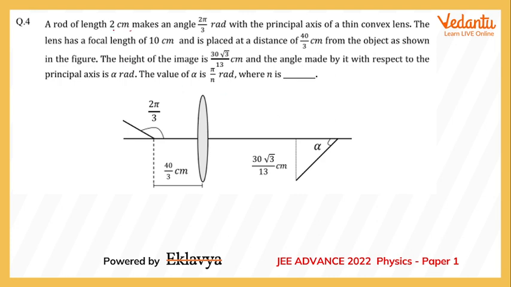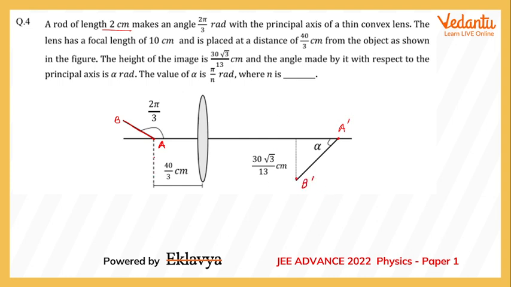The length of the stick is given to be 2 centimeters. Let's name this point as A and this point as B. We know that if an object is placed on the optical axis, then its image is also formed on the optical axis. So this must be the image of A, let me call it A prime, and this must be the image of B, let me call it B prime.